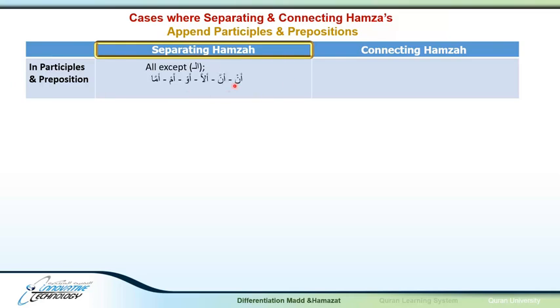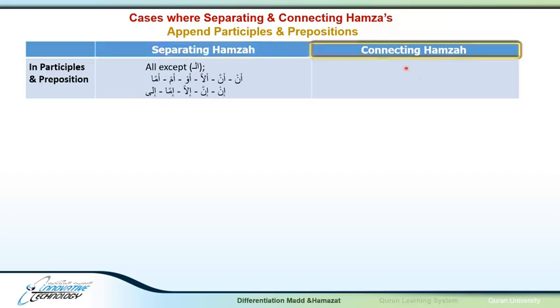So if we look at all these participles and prepositions, we'll find them all starting with a separating hamza, as in in, an, anna, alla, aw, amma. All of them start with a separating hamza on top of the alif. Now in inna, in, illa, imma, ila, they have the separating hamza under the alif.